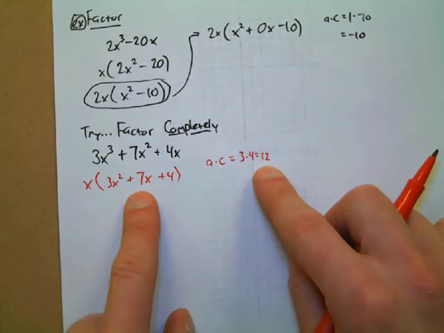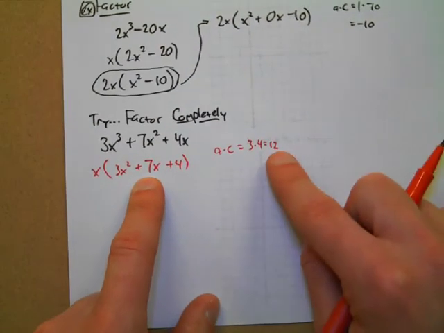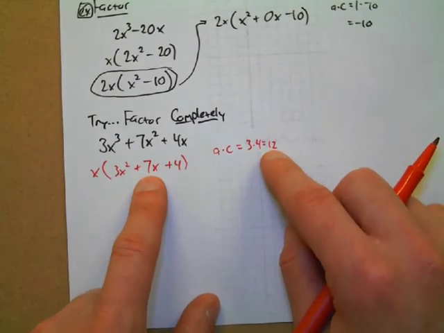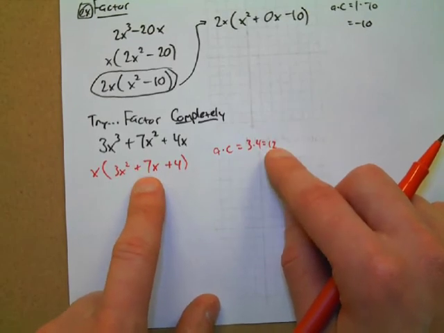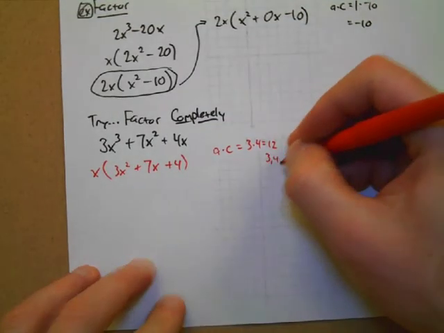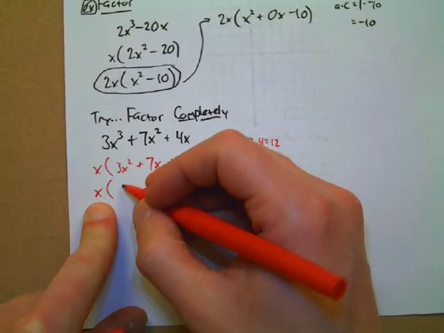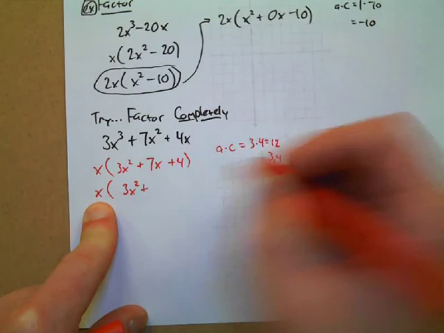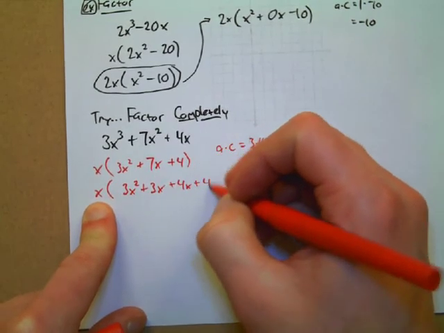Were you able to figure that out? Did you get this far, Chris? Were you able to see it as a quadratic? Yeah, but I'm just looking at that part. Okay, can you think of 2 numbers that multiply to 12 and add to make 7? 3 and 4. So it's going to be 3 and 4. So then the x stays out front, and then we'll have 3x squared plus 3x plus 4x plus 4, like that.